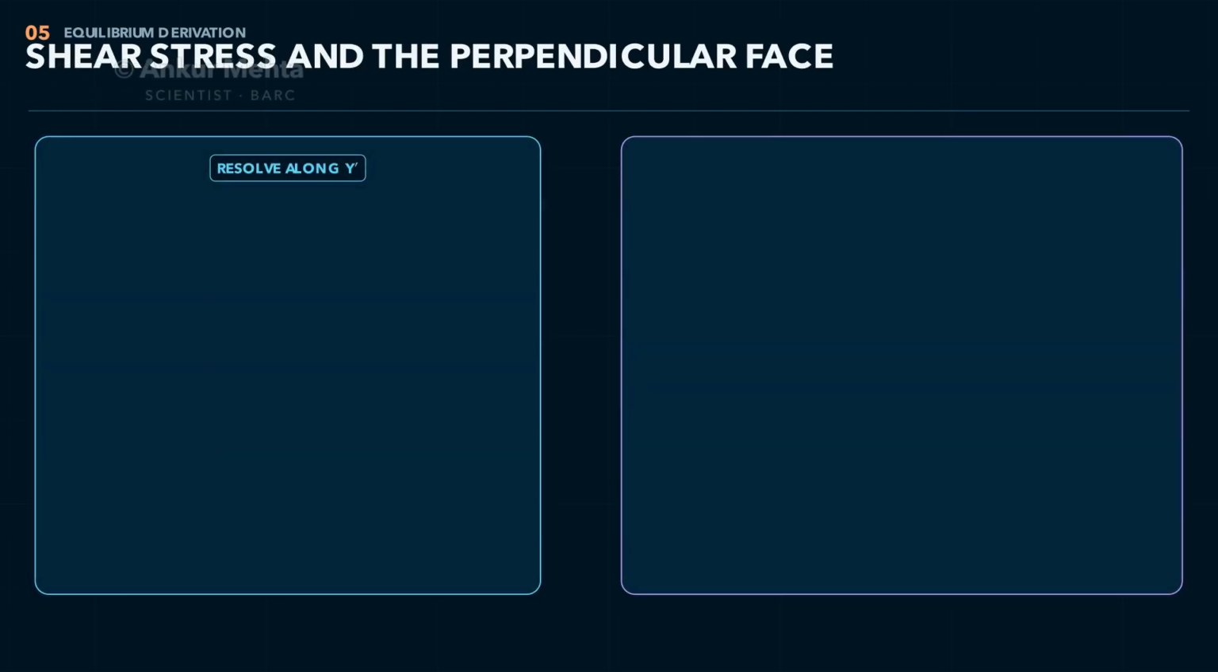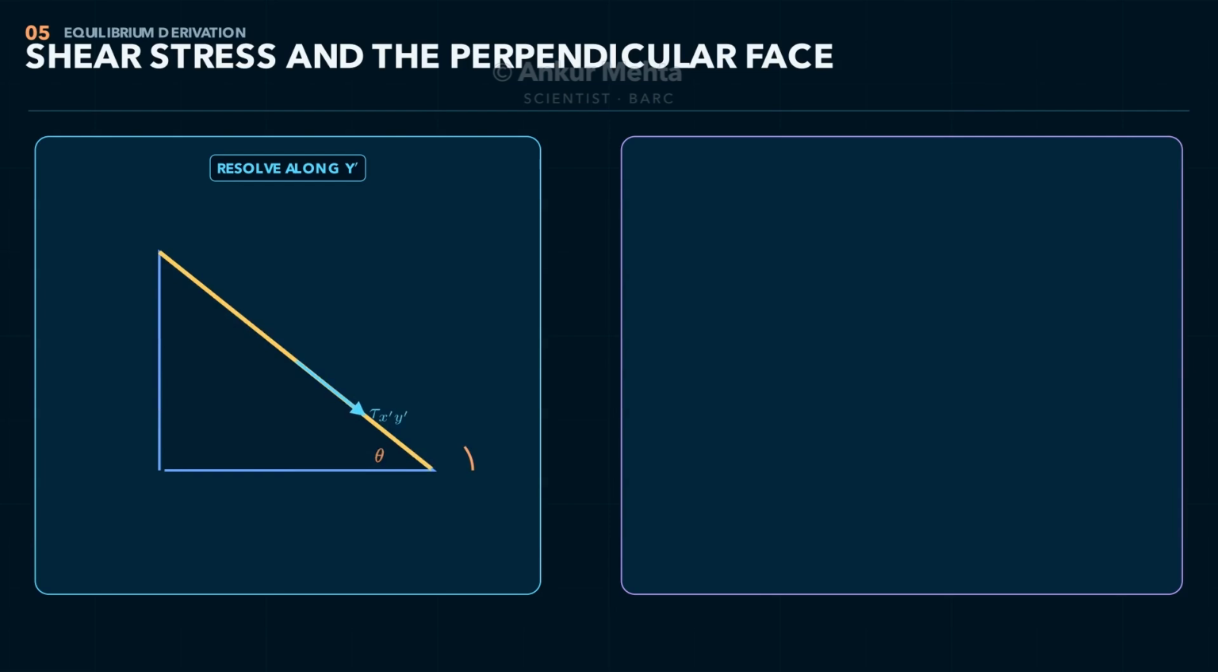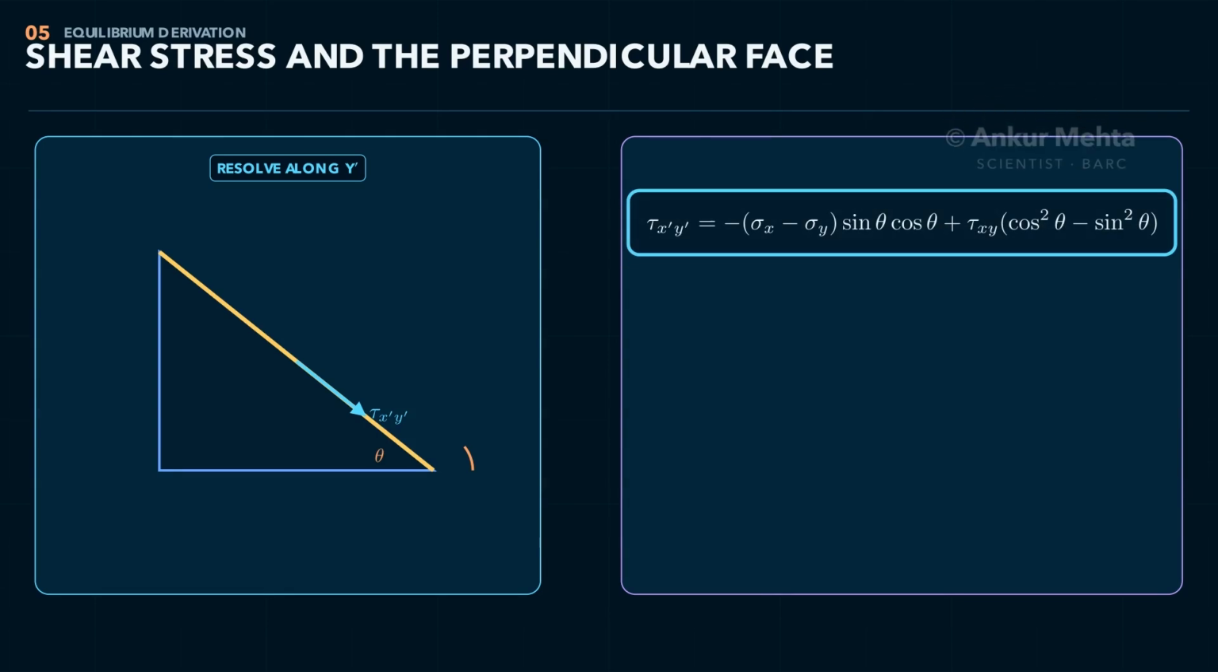Next, resolve the same wedge forces along y prime. The normal stresses act with opposite tangential tendencies, while the original shear stresses contribute through cosine squared theta minus sine squared theta. After simplification, tau x prime y prime equals minus 1/2 of sigma x minus sigma y times sine 2 theta plus tau xy times cosine 2 theta. The sign tells us the actual shear direction relative to the positive y prime convention.